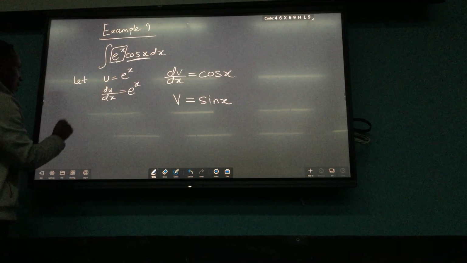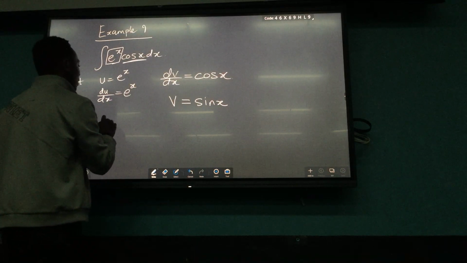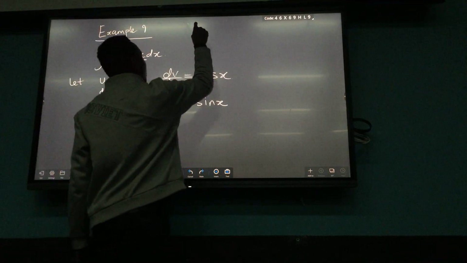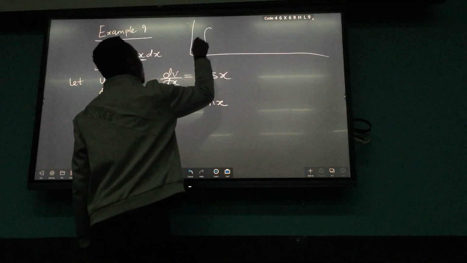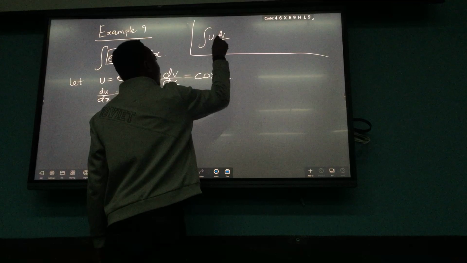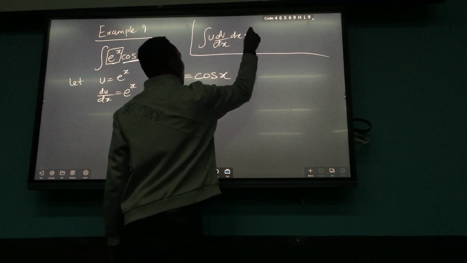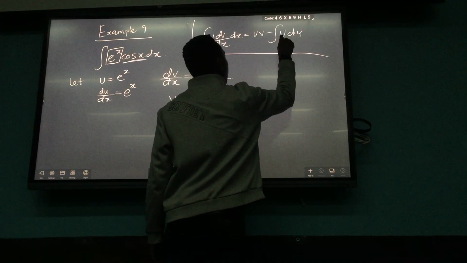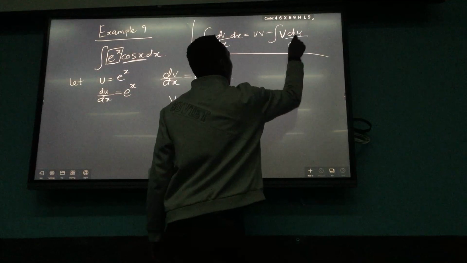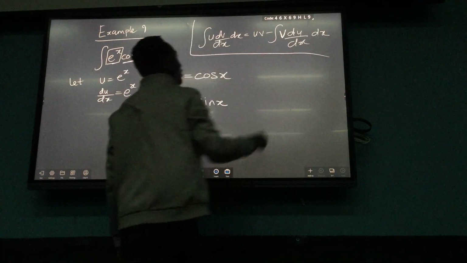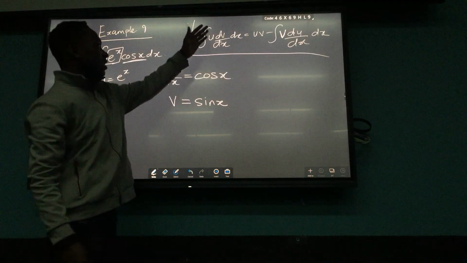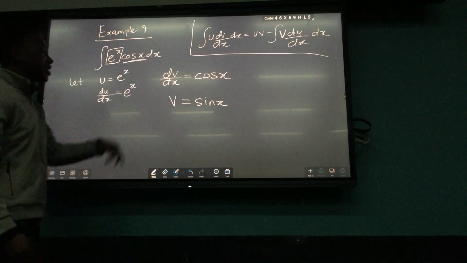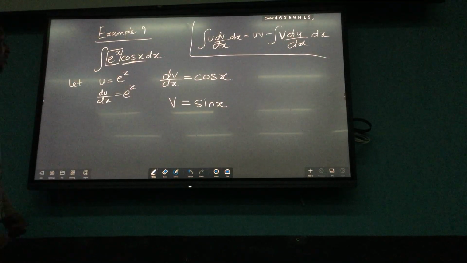We're going to then apply our formula for integration by parts. Let me just write it on the side. We have the integral of u dv over dx equals uv minus the integral of v du over dx. It can also be written as the integral of u dv equals uv minus the integral of v du, without the dx's.